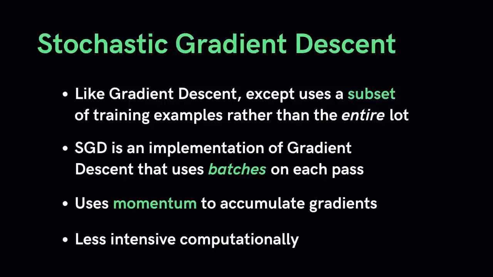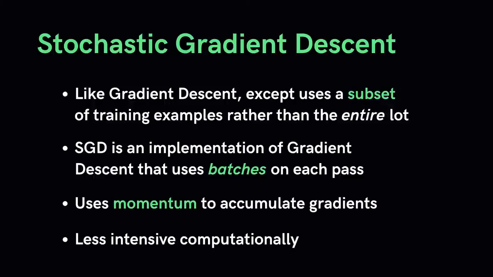Instead of calculating the gradients for all your training examples on every pass of the gradient descent, it's sometimes more efficient to only use a subset of the training examples each time. Stochastic gradient descent is an implementation that either uses batches of examples at a time or random examples on each pass. Stochastic gradient descent uses the concept of momentum. Momentum accumulates gradients of the past steps to dictate what might happen in the next steps. Also, because we don't include the entire training set, SGD is less computationally expensive.